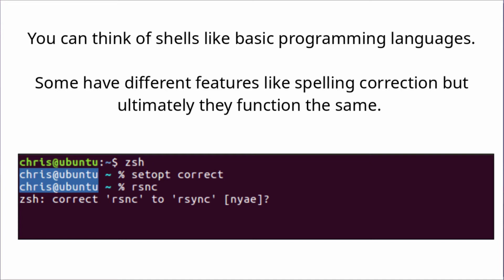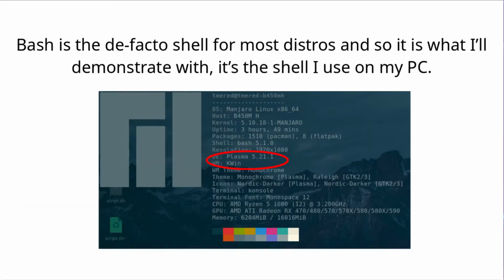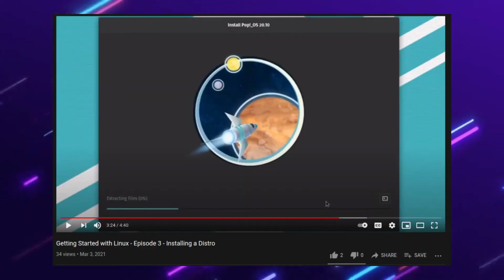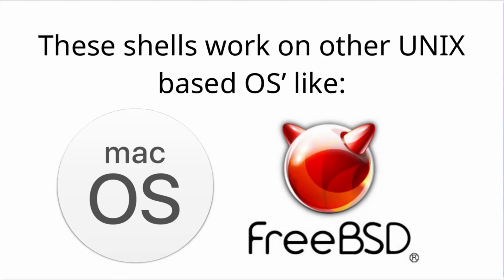You can think of a shell like a programming language. One shell might have extra features like autofill or spelling correction, or one may be more responsive, but for most people it doesn't matter which one you use. I'm demonstrating using Bash because it's the default shell for most distros, including Pop!_OS, which we installed in the last video. These shells are not exclusive to Linux. They work on other Unix-based systems like macOS and BSD.